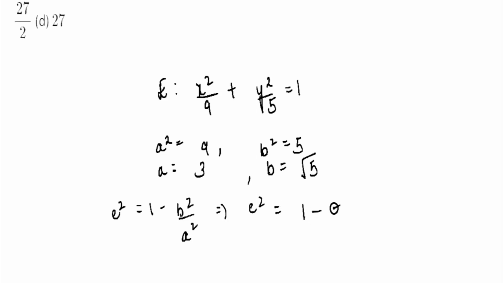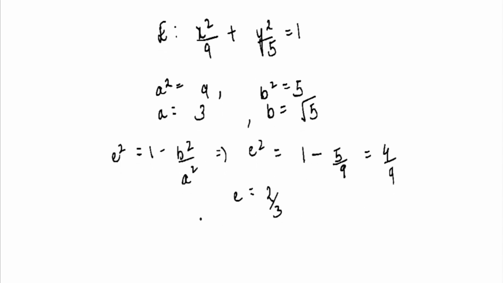b square is 5 and a square is 9. It implies e square is equal to 4 upon 9. Taking the square root, I get e is equal to 2 upon 3. Now we have found the eccentricity.